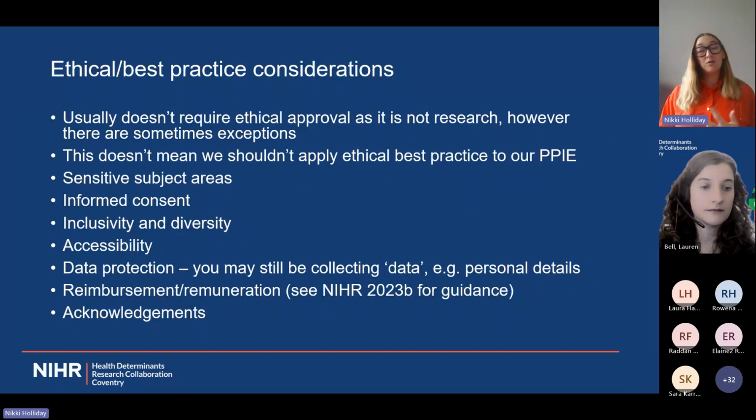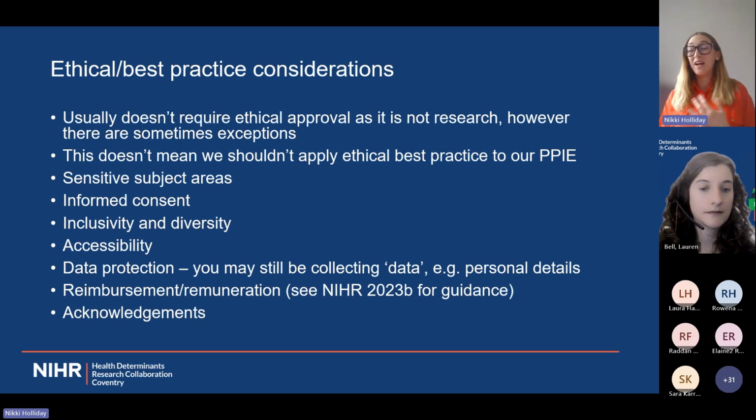Think about, as I mentioned before, inclusivity and diversity. It's not ethical best practice to completely ignore key populations who are going to be affected by this research. Bring as many people in as you can and think about who is going to be affected by this research or who might be affected by not being included in the research.